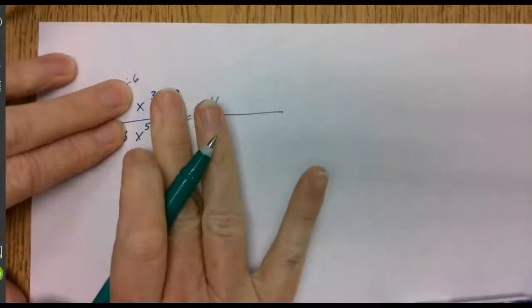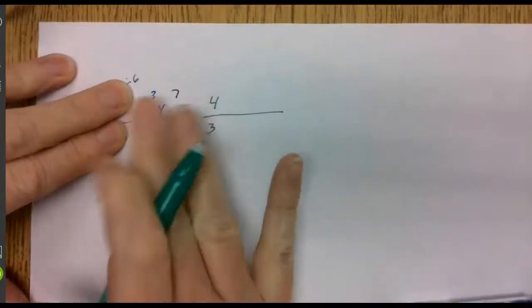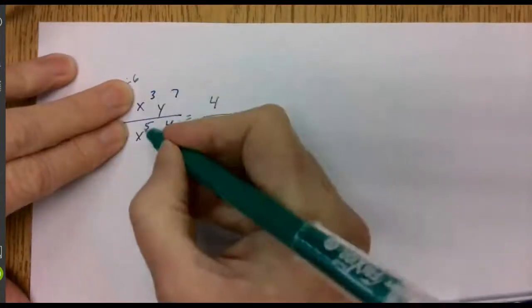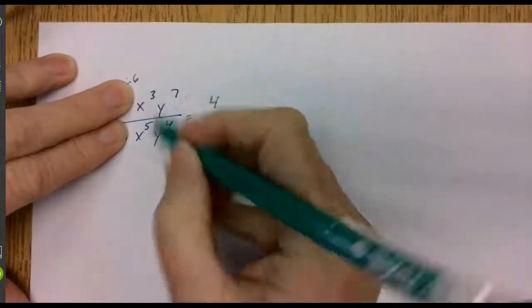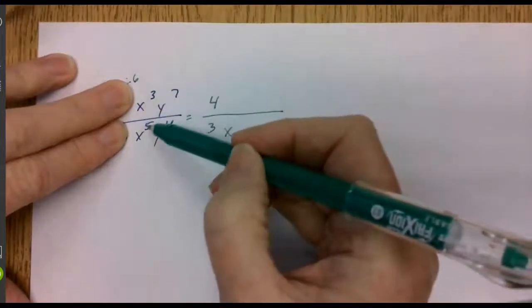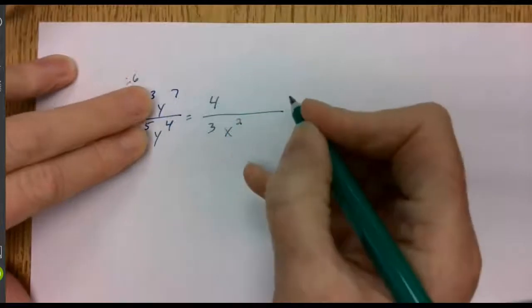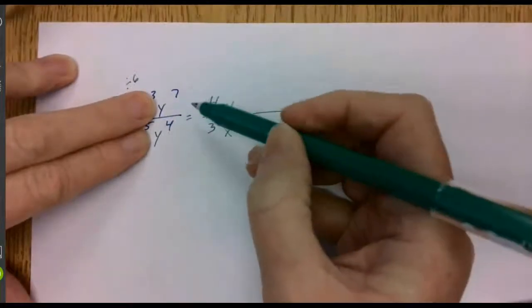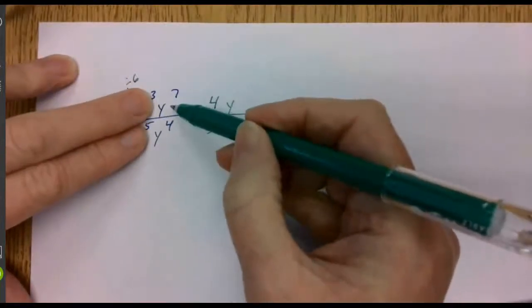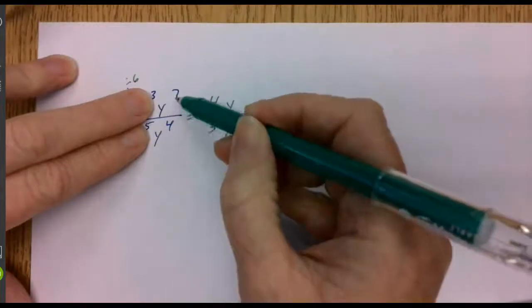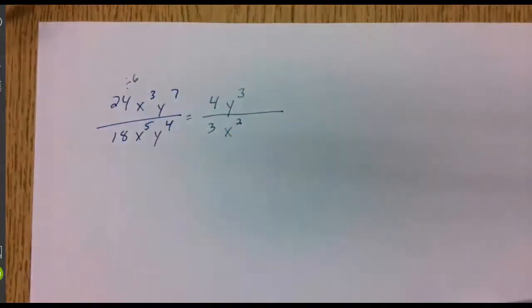Now look at the x's. What I like to do is I like to see where it's bigger. It's bigger down here, and I'm going to subtract. As long as I place it where it is bigger, I can subtract either direction. So 5 minus 3 is 2. Y, again, I'm going to look to see where it's bigger. It's up top. You might have noticed I already wrote that down. So 7 minus 4 is 3. Okay? Good.